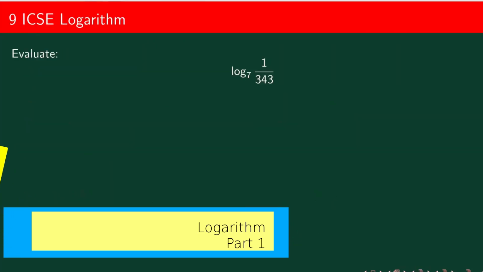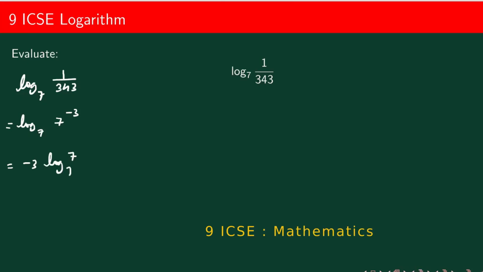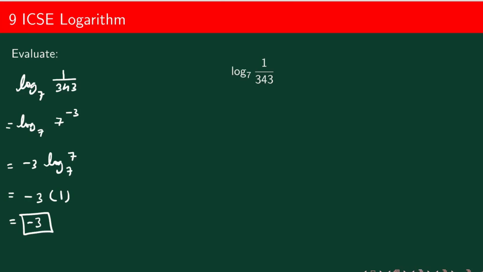So this is the first one. You have log to the base 7, 1 upon 343. We know that 343 is 7 cubed, and that is 1 upon. So we write this as 7 raised to minus 3. So that goes on the other side. That is negative 3 times log 7 to the base 7. So negative 3 into 1, because log of A to the base A is 1. So the answer is minus 3.